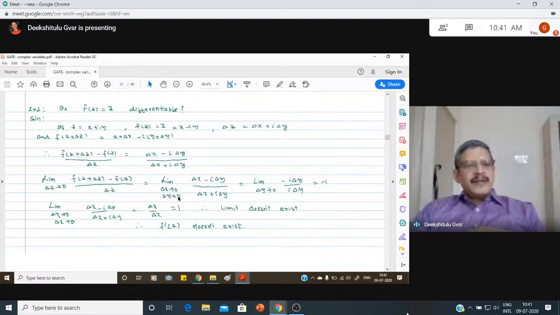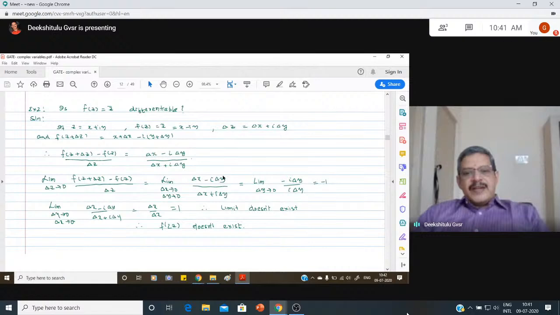So in the first case, delta x goes to 0 and then delta y goes to 0. That is, this is the function. So put delta x equal to 0. This becomes 0, this becomes 0. Minus i delta y by i delta y. So if you cancel everything, then you get minus 1.